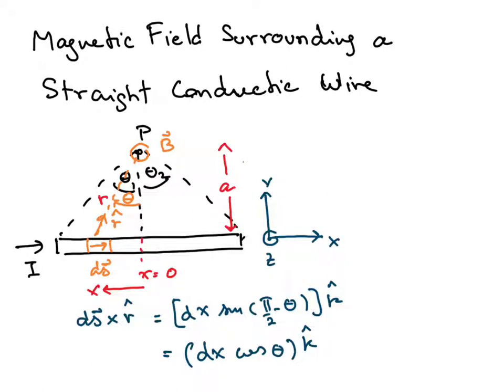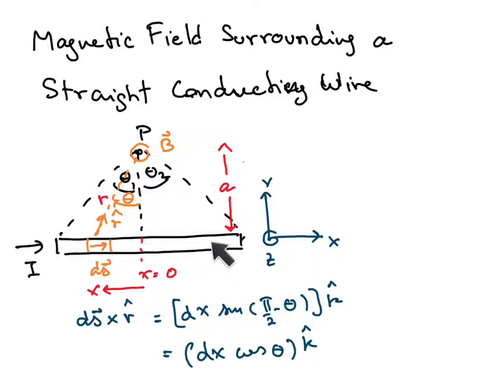As an example, we will discuss here the magnetic field surrounding a straight conducting wire. Okay, so in this case, we want to calculate the magnetic field that generates from the current passing through a straight conducting wire.